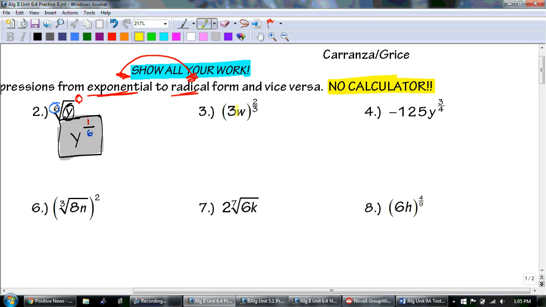So my base is going to stay the same. I'm going to put that 3w in here. I know I'm going to need a root, and I know I'm going to need parentheses. So it's to the cubed root, and the 2 is my exponent, comes up.